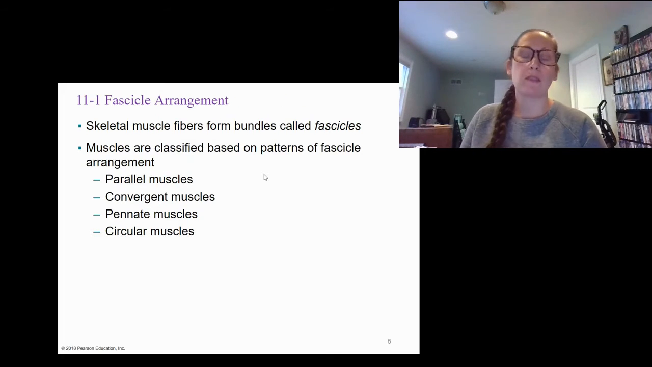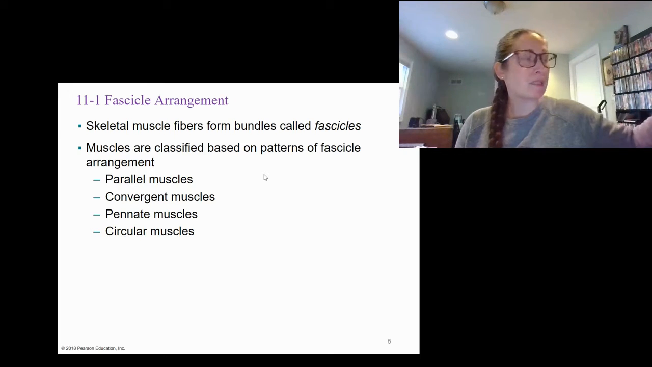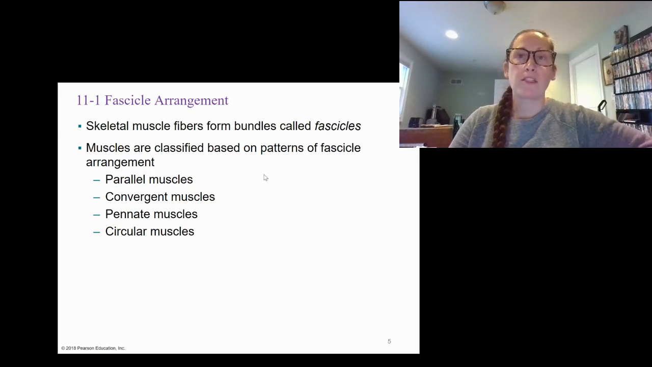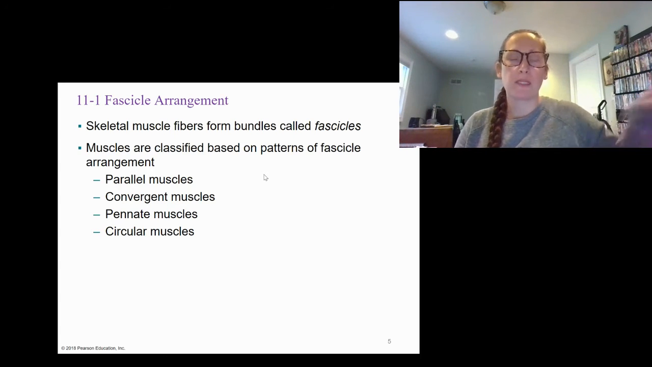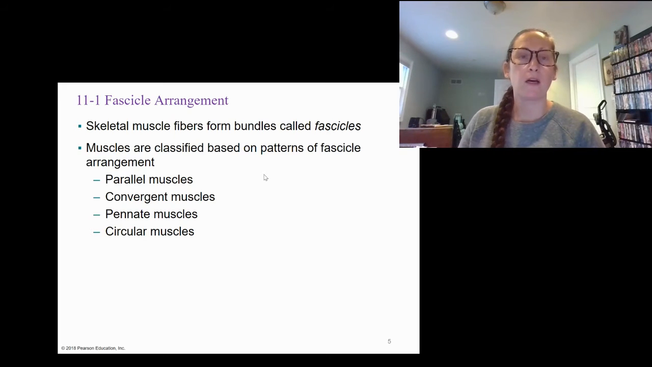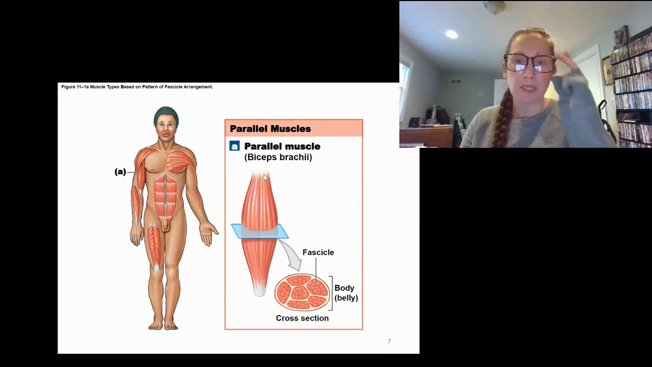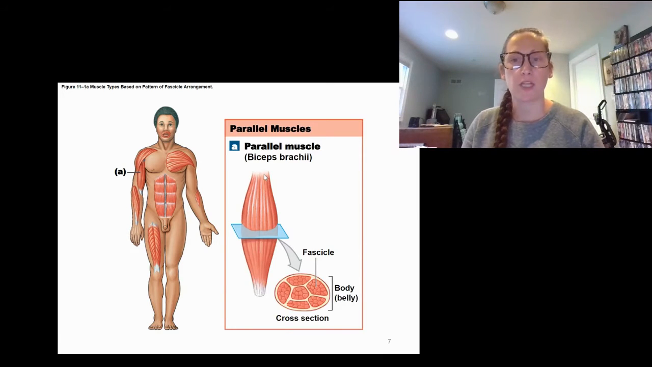Within a skeletal muscle, the muscle fibers themselves are organized into bundles, kind of like a bouquet of flowers, that are called fascicles. And basically, there are different patterns of fascicle arrangement, and you can see the four listed there. We have parallel fascicle arrangement, convergent, pennate, and circular. So we're going to take just a quick look at each of those so we have an understanding.